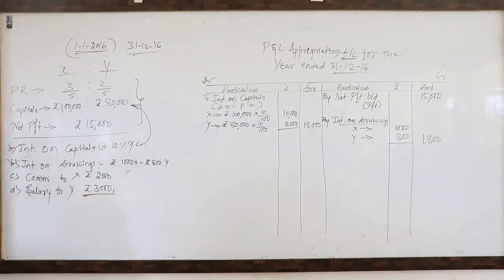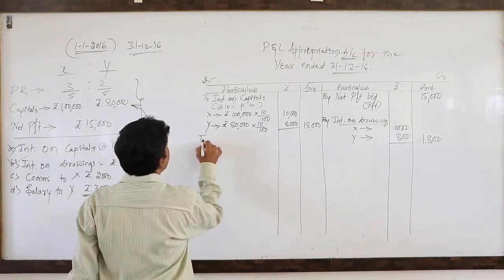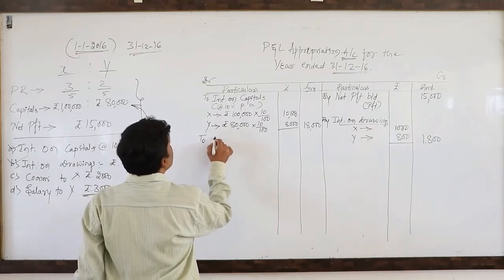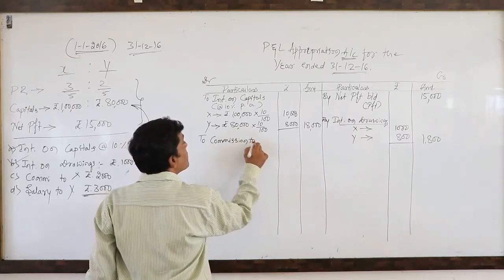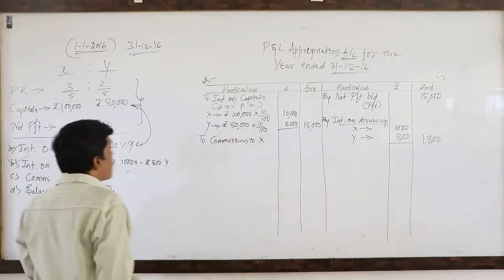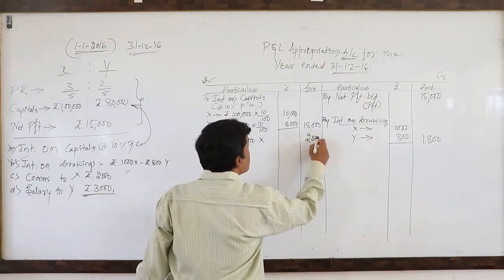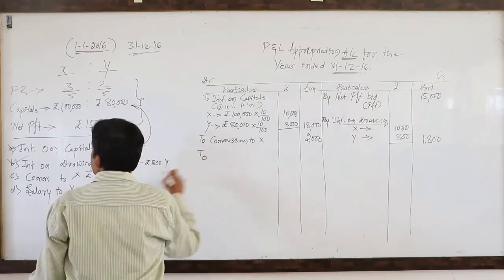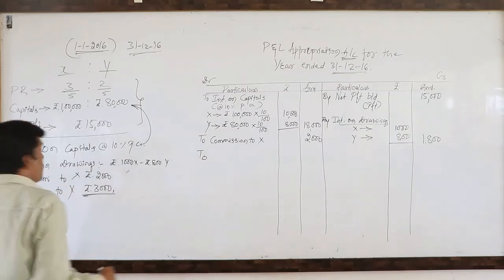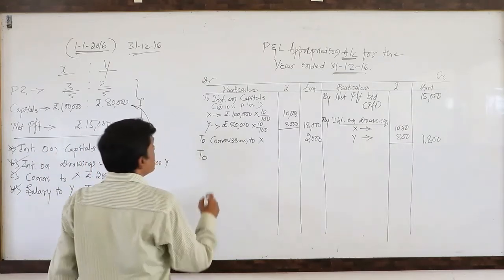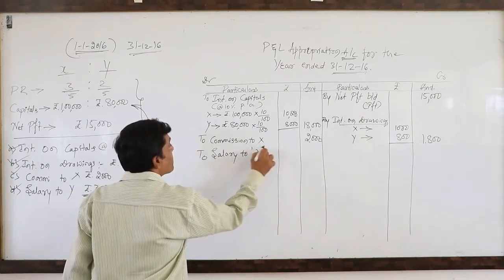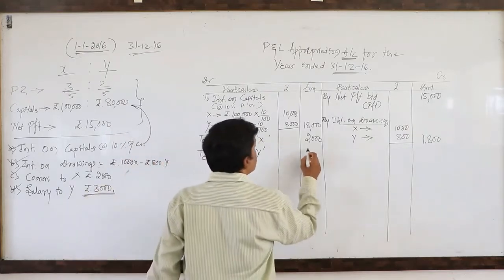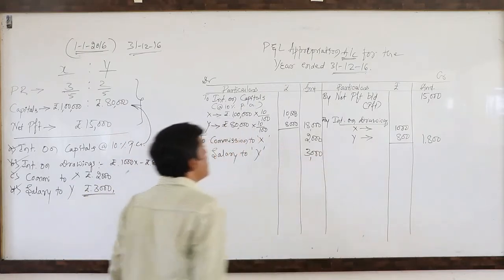The second point is also already completed. Commission to X. So this is also an expense, commission to X. So directly they have provided rupees 2,000. One more, the last point, that is salary to Y. To salary to Y of rupees 3,000. This much only is the information.